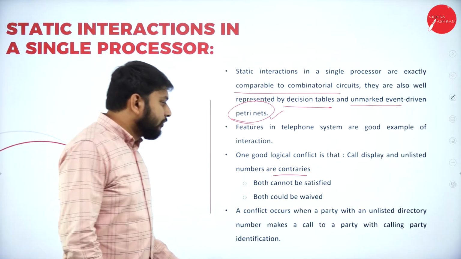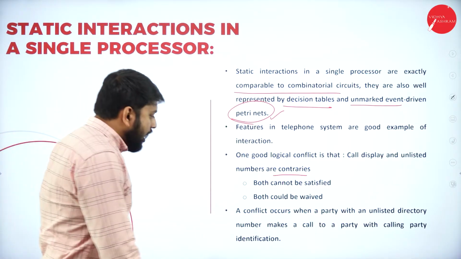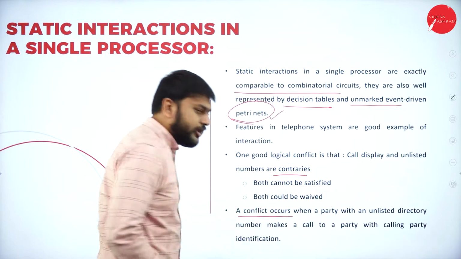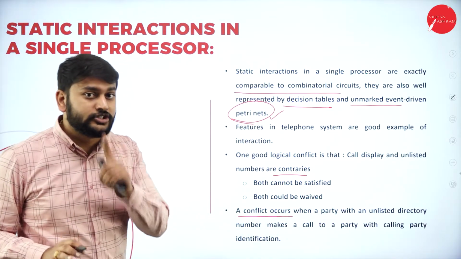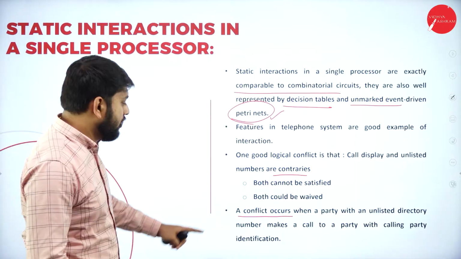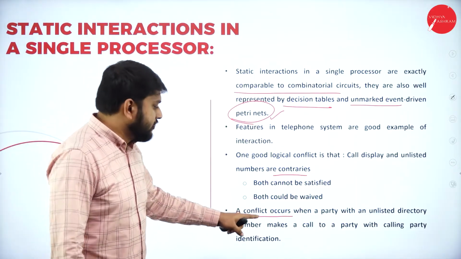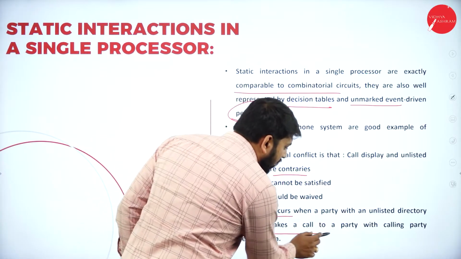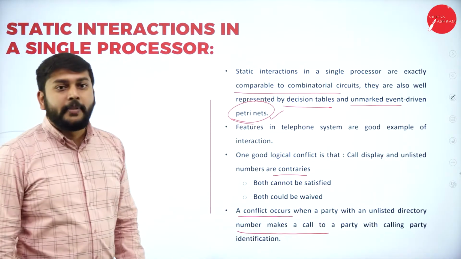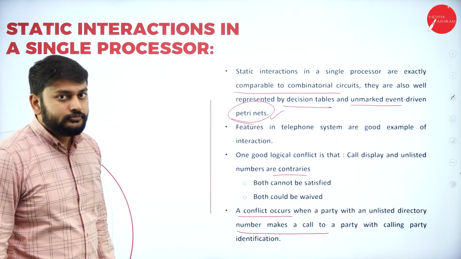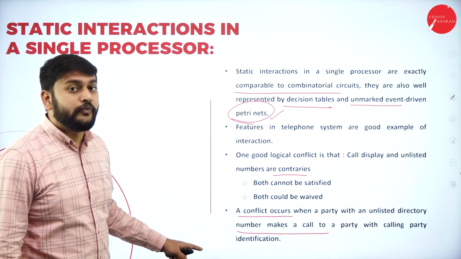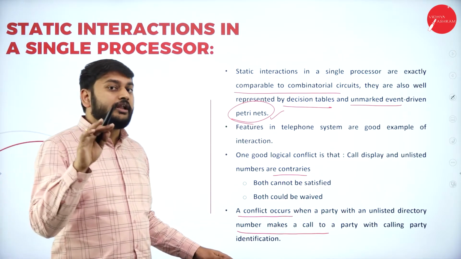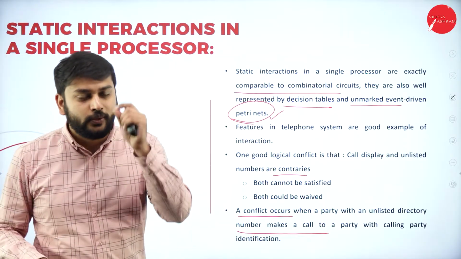Yes, sir. You need to observe this. A conflict occurs. We are speaking mainly about the conflicts. That's the first point that you need to think. When the conflict occurs, when a party with an unlisted directory number makes a call to a party with a calling party identification. So this is what happens. When exactly the conflict occurs, I will read this slowly once again.